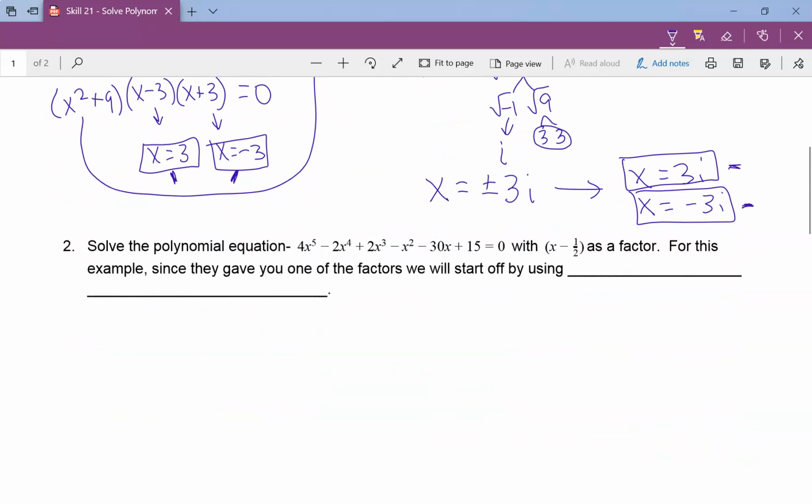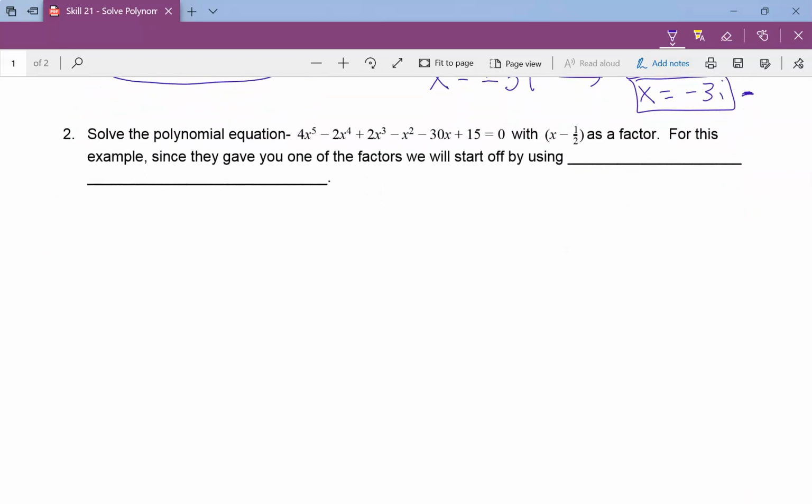Alright, so let's look at example 2. On this example, we're going to solve a polynomial. If you look at it right now, you can see that we don't have a technique yet for how to solve something like this because there's 5 terms. No, actually there's 6 terms, so I can't do grouping. And I don't have a GCF in all terms, so I can't whittle it down that way. But we are told, fortunately, that we have a factor of x minus 1/2.